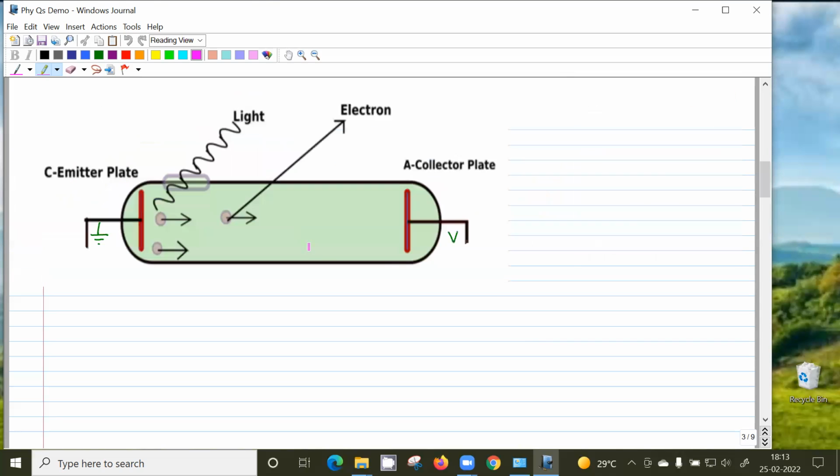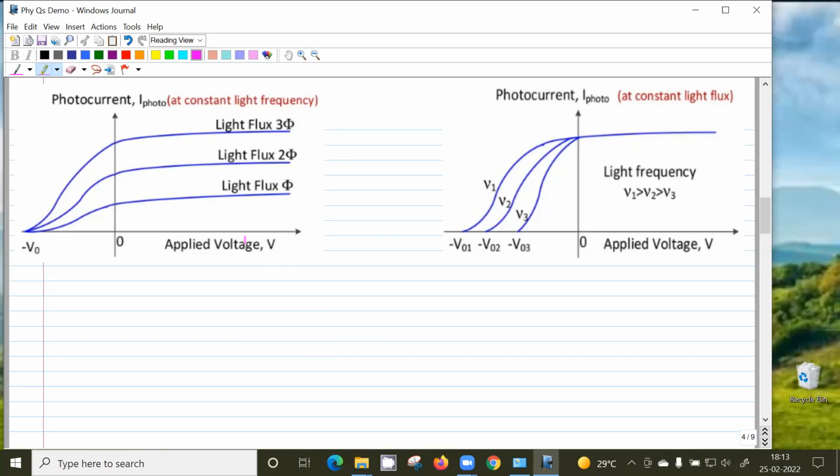The current will increase if you increase the applied voltage, because applied voltage means the electric field is more, and the electric field gives the force, right? E times e is the force on the electron. So more force means more acceleration, so more velocity. The number of electrons crossing a unit area will be more, so the current will be more.